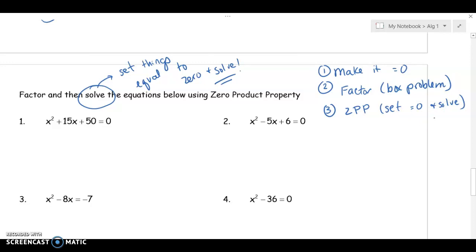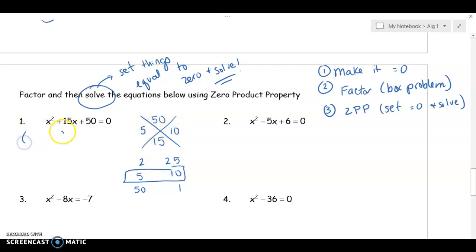So in number 1, we want to make it equal to 0. Done. We want to factor, so we need to make sure it's in descending order, which it is. We do our box problem like yesterday. It's got to multiply to be the last number, 50, and add to be 15. So think about all the numbers that multiply to be 50, and the numbers that work that add up to 15 are 5 and 10. So you're going to have two sets of parentheses. It's x plus 5 because it's positive 5, and x plus 10 because it's positive 10, and it's still equal to 0.